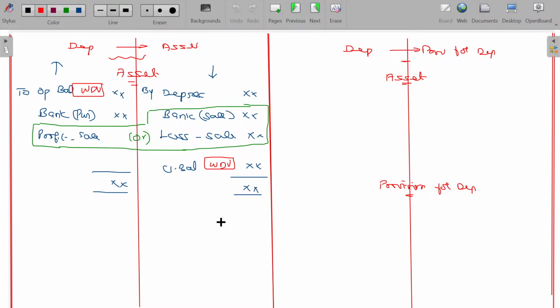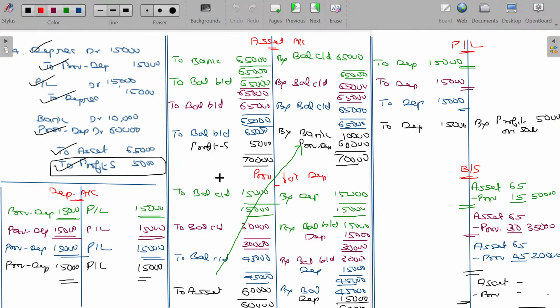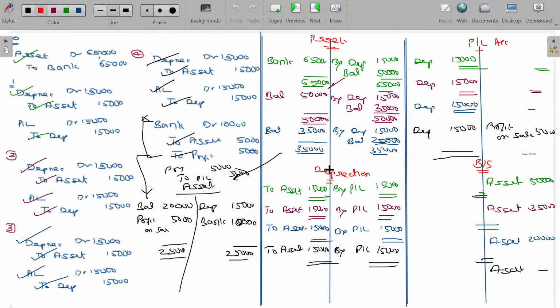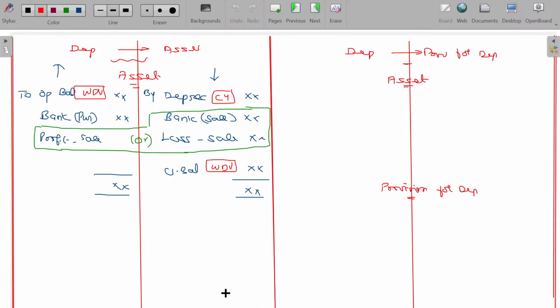The opening balance as well as closing balance will always be shown at its own WDV. The depreciation is all about the current year depreciation for all the assets put together. So what about the depreciation under this model? This 15,000 is the depreciation for the asset for that year, current year depreciation. I represent that as CY, current year depreciation. Clear? Then the rest is very simple.